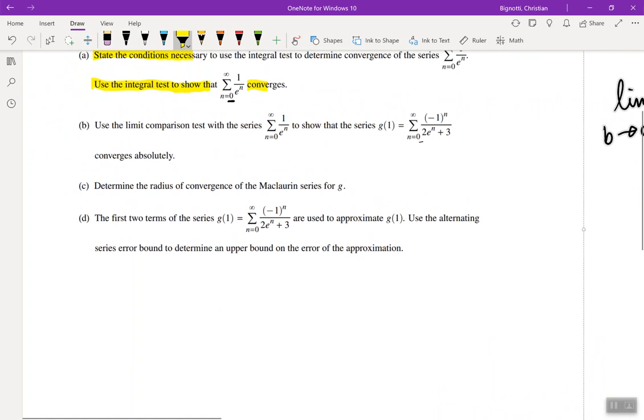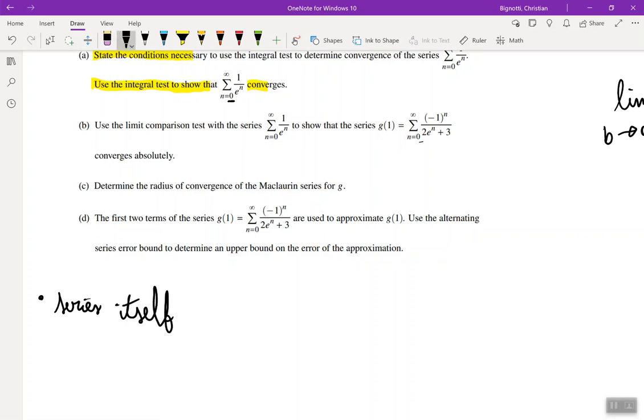It says use the limit comparison test with the series, the one we saw before, to show that the series g of 1 converges absolutely. So we have to remember 2 things, or 3 things here, I guess. First, that converges absolutely means that both the series itself and its absolute value converge. That's what it means to converge absolutely.